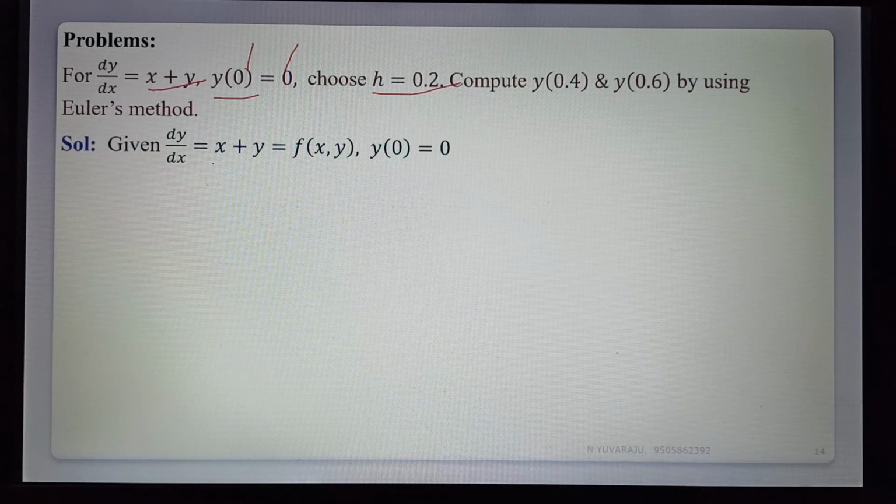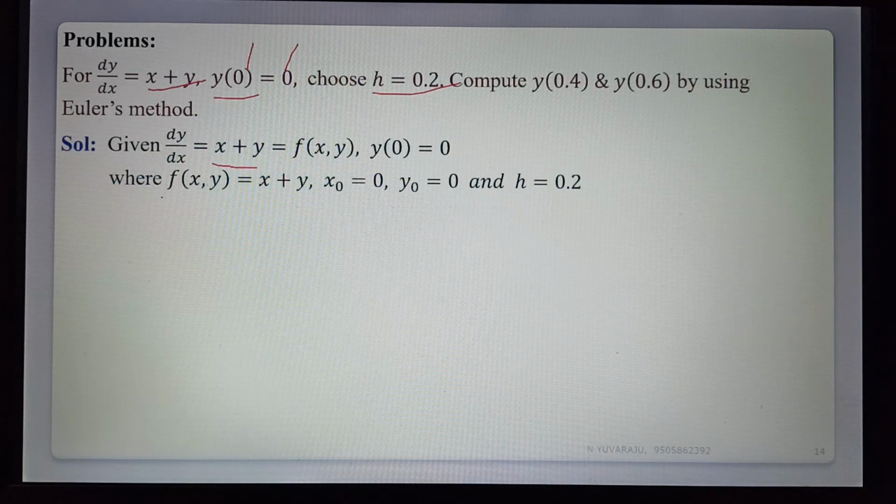So this is the given differential equation. This is f of x comma y, so f of x comma y is equal to x plus y. This is x naught 0, y naught 0, step length 0.2.